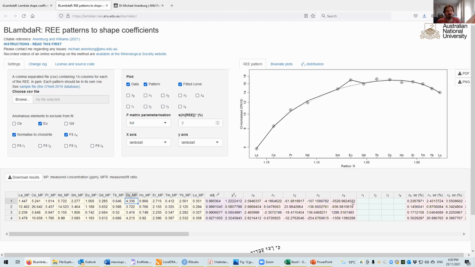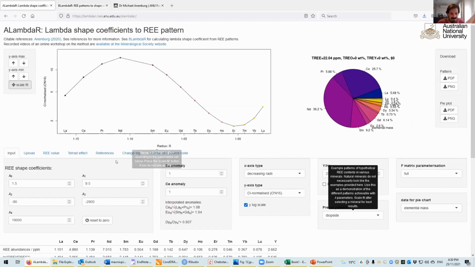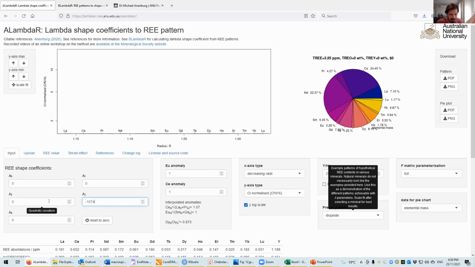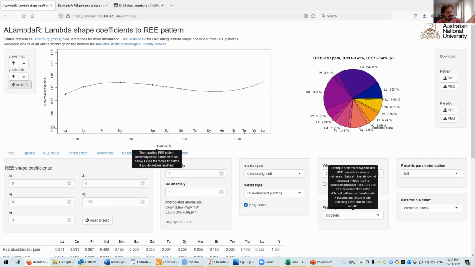And if you don't remember what the lambdas mean, don't worry, you can just take them, plug them into LambdaR, and it will show you exactly what they are. For example, lambda 3 is -107. You can just go lambda 3 -107, sorry, and it shows you that this gives you this kind of curvature, okay? And you can combine them and see what they actually mean and how they change.